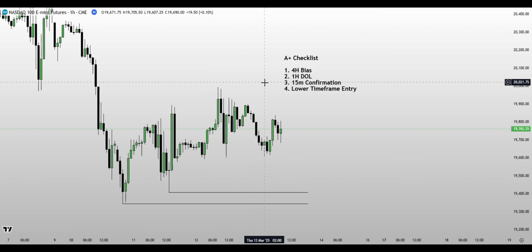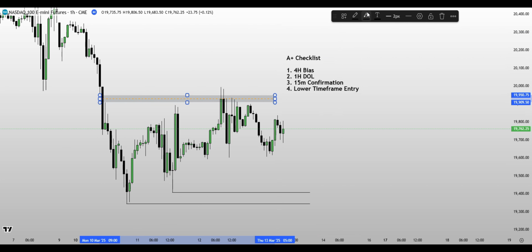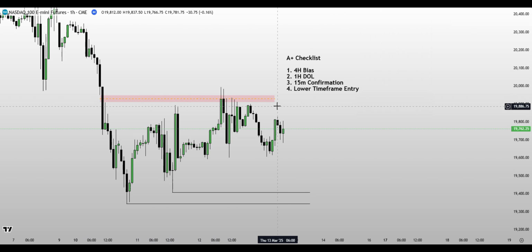State of delivery is bearish. 4 hour is clearly bearish. 1 hour seems to be agreeing with it. We haven't shown a willingness to head higher here. This is not definite. We have this 1 hour bearish imbalance here that price has retested and respected time and time again, leaving several lows below.